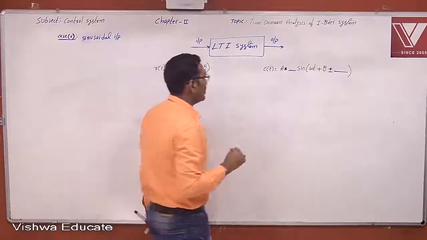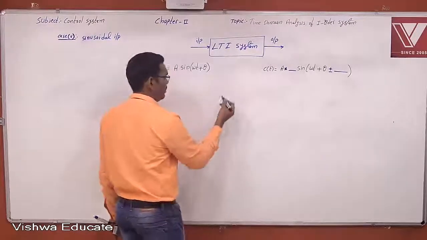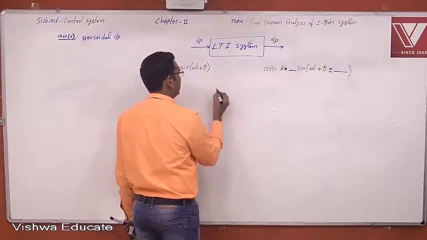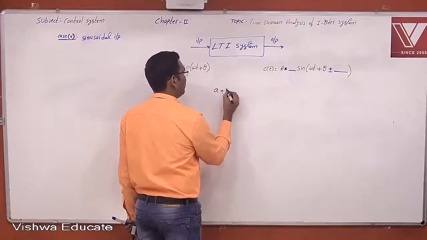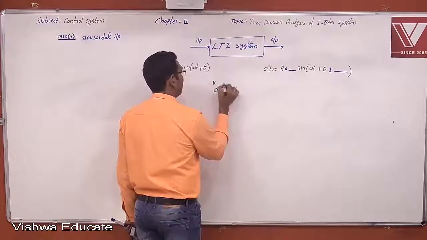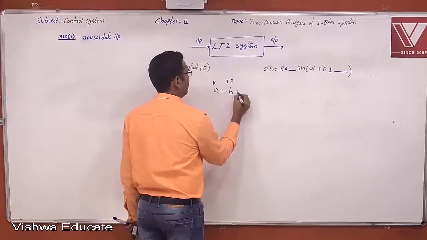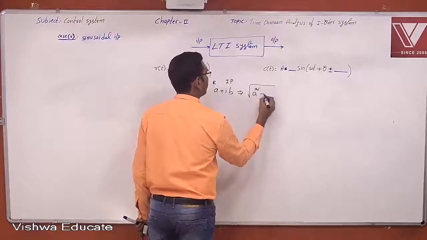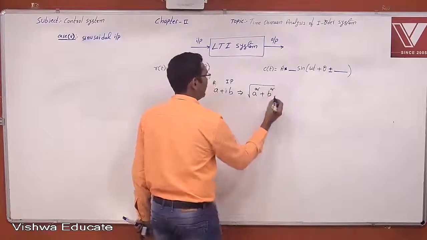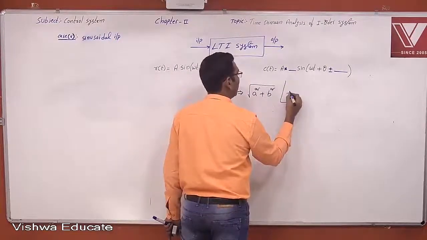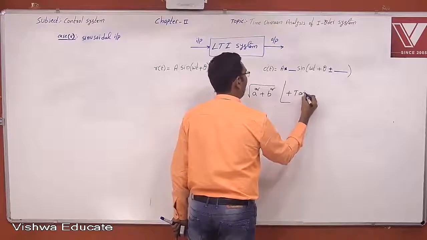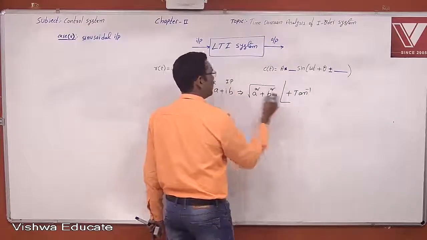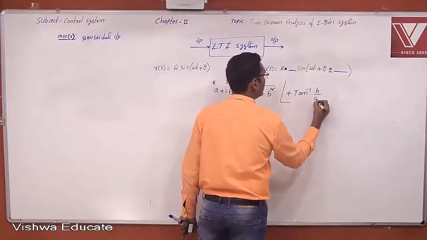Now students, I am asking one small basic question. This is A plus iB. This is the real part and this is the imaginary part. Then what is the magnitude? The magnitude is the square root of real part square plus imaginary part square, and the phase angle is tan inverse of imaginary part by real part, therefore tan inverse B by A. You know that.